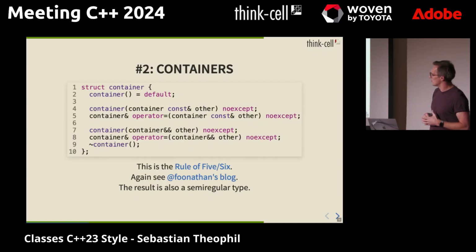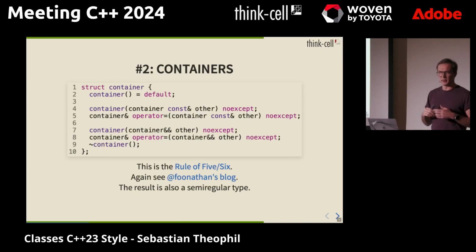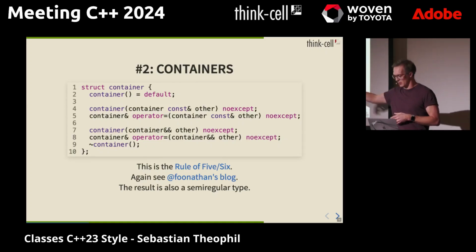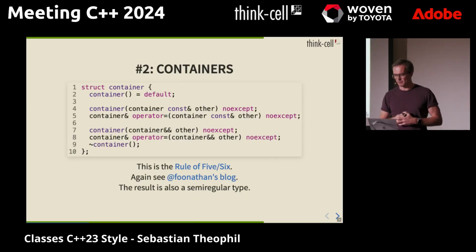So it turns out that very often, this is the rule of 5 or 6, once you start implementing one of those constructors, you actually have to implement all of them correctly. So if you only implement the copy construction, then the move will be disabled, etc. So there's a very good blog post by Jonathan Müller, also known as foonathan, about special member functions here. Now the result, and that's important, is if we declare all of them and we implement them all correctly, then this container will also be a semi-regular type and behave like a value type. And that's what we wanted.